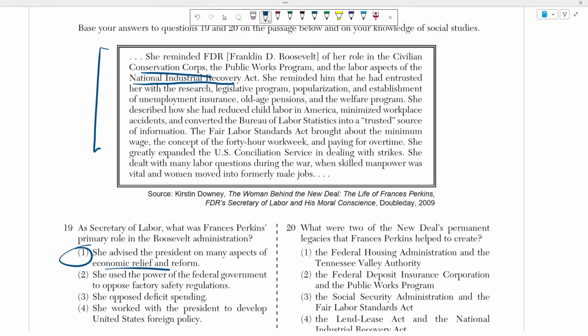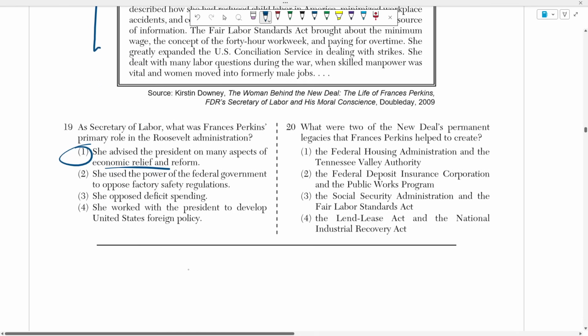The person who oversaw all of these was the Secretary of Labor. So if she's overseeing all of these acts which are trying to bring economic recovery into the United States, that means that she had to advise the president on many aspects of economic relief and reform, right? She is not opposing factory safety regulations. In the text, she literally supported reducing child labor in America and making sure that office and workspaces were safe.